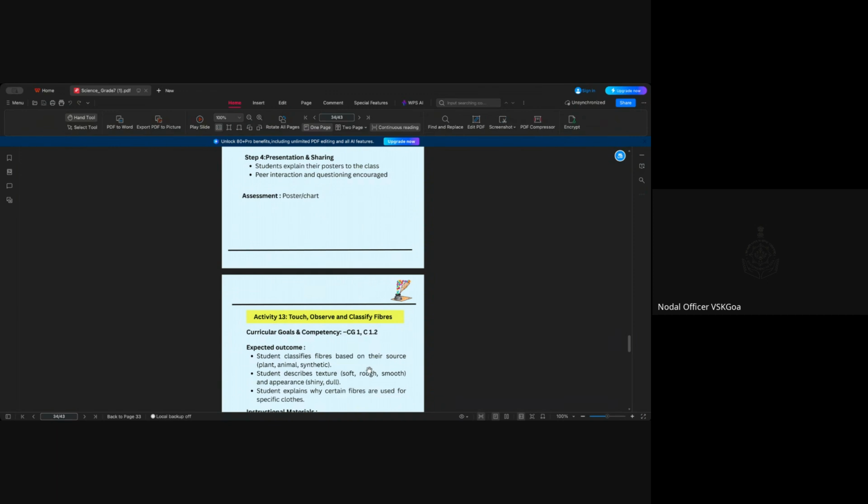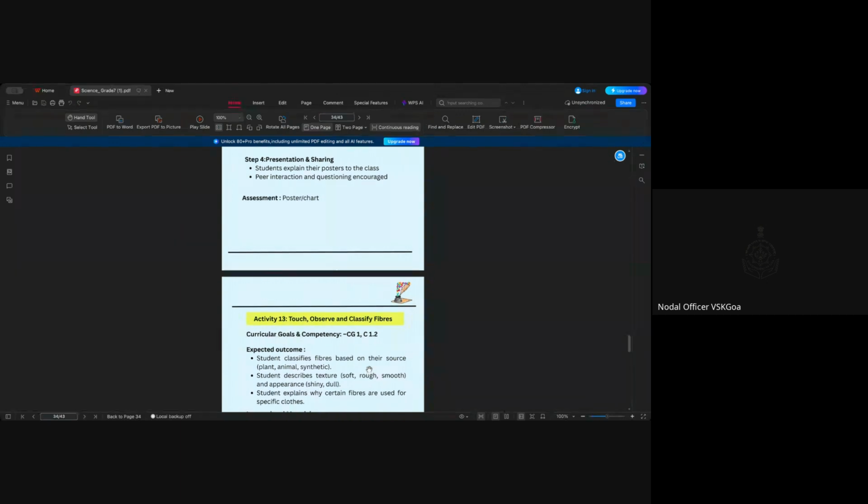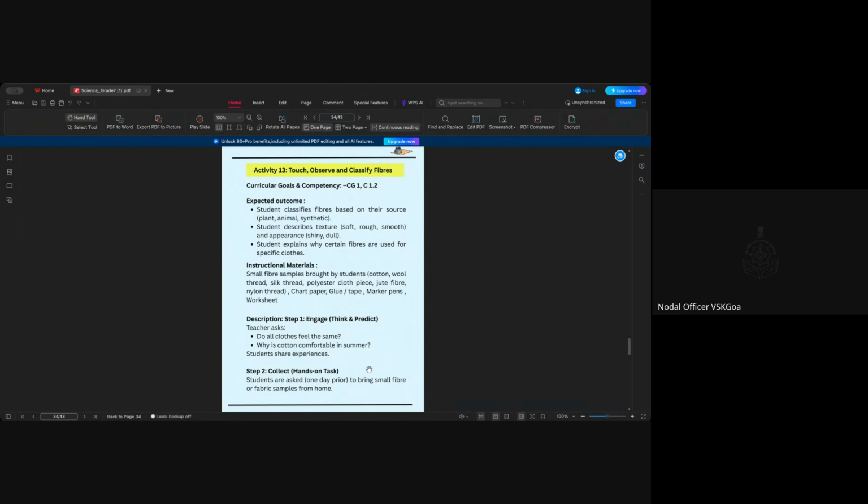Again, this touches upon the CGs 1, 3, 5, 6, and 7. Okay, in that the major focus is on competency 1.1, which basically says about classifying matter based on observable physical and chemical properties. That is what we are looking at when it comes to this activity. So here in the first step, just initiate a discussion. Let them try to understand why cotton is compatible, why we need not wear polyester, which cloth they prefer wearing, or during the winter season what dress they try to wear. Such a discussion you can start at the start.